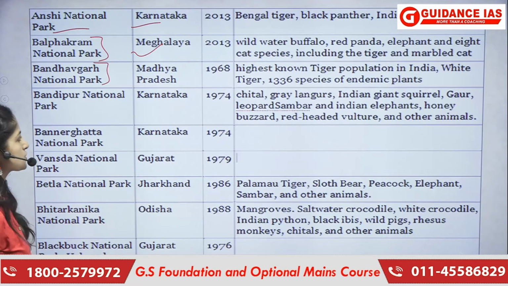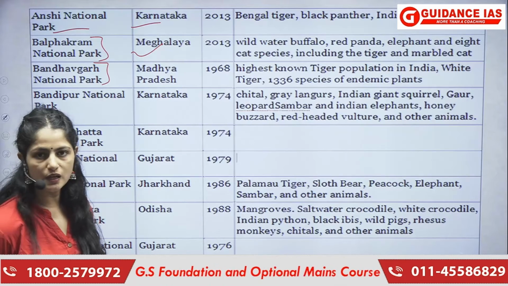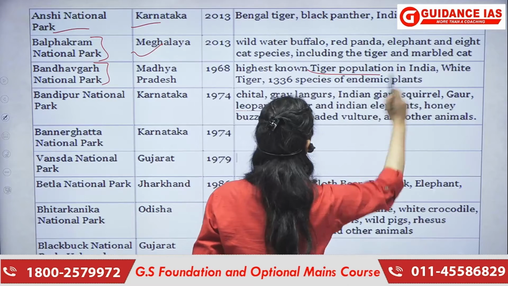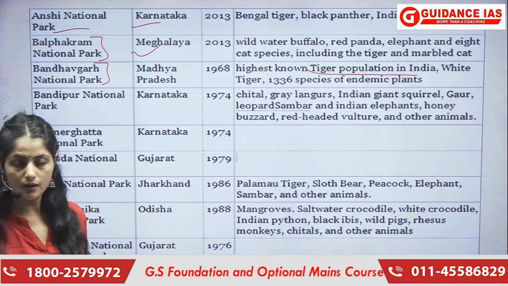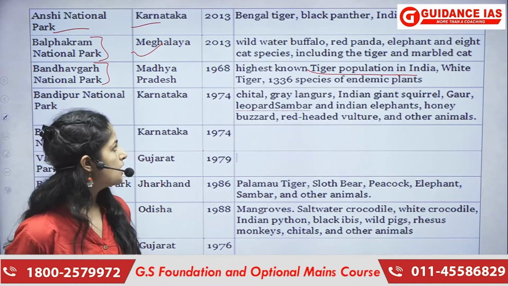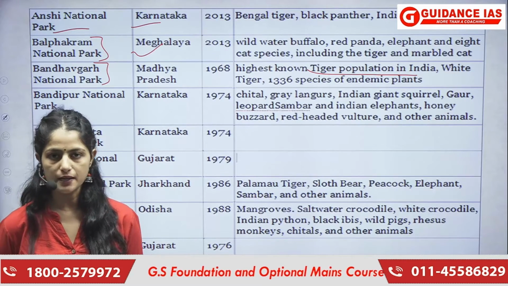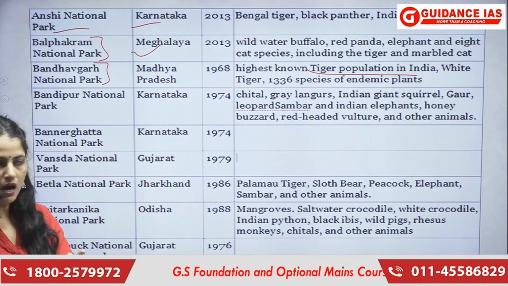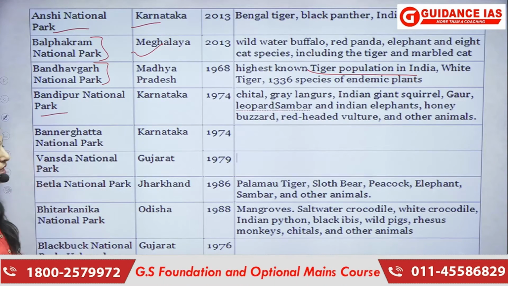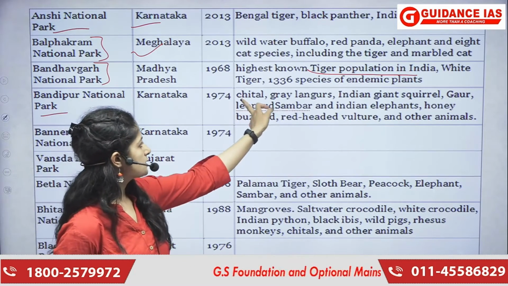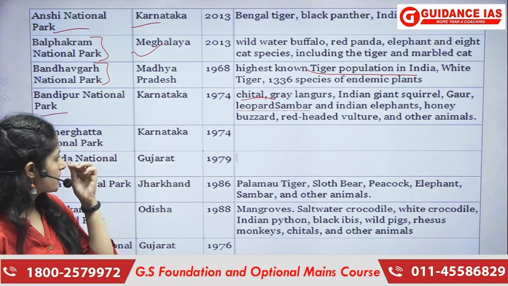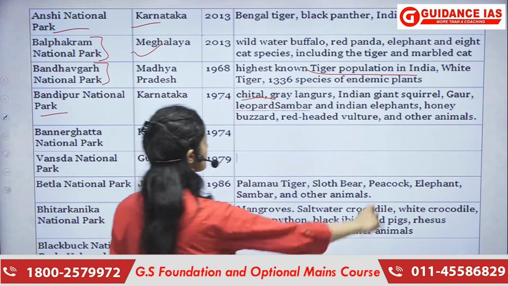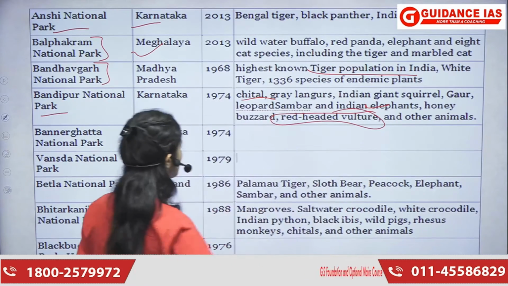Next you have Bandhavgarh National Park, which belongs to Madhya Pradesh, and it has the highest known tiger population in India. Again, a very, very important species, and a very, very important point for you to remember. And then you will also find a lot of endemic species which are limited to this Bandhavgarh National Park only. Then you have Bandipur National Park, belongs to Karnataka, and you will see cheetal, grey langurs, Indian giant squirrel, gaur, leopard, sambar, Indian elephants, and red-headed vulture also you will find here.